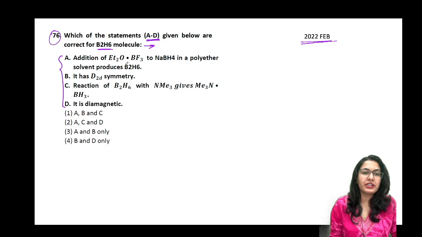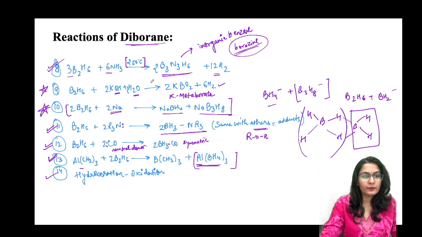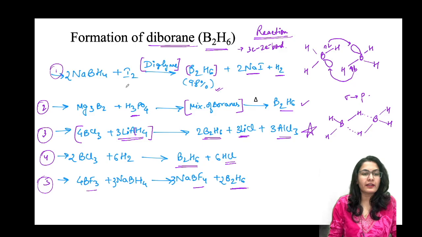Right, so addition of etherate complex of BF3 to NaBH4 in a polyether solvent produces B2H6. Is this true? Yes or no? See guys, that's why studying reactions is important. So I have told you previously, where did that reaction go? See, this one, 5 number reaction for the formation of diborane. So BF3 plus NaBH4, that is going to give you NaBF4 plus B2H6.